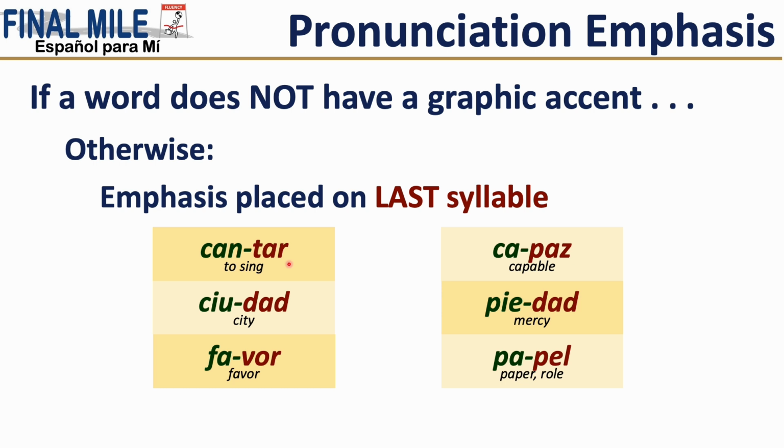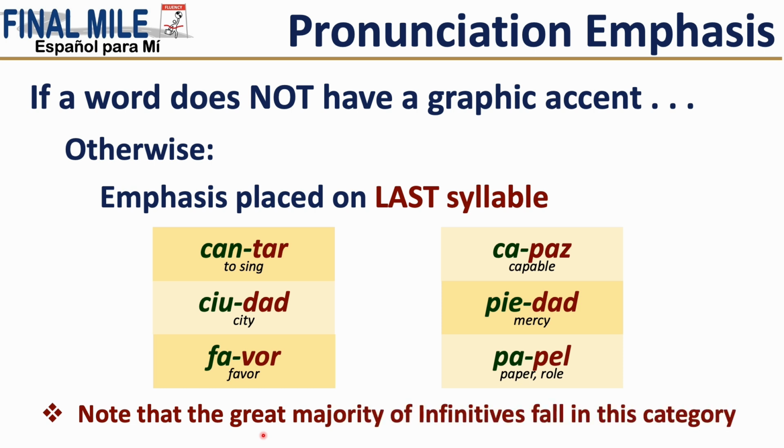Cantar. Okay, remember we have to pronounce each vowel. Ciudad. That has emphasis. Ciudad. Favor. Capaz. Remember the Z sounds like an S. We have to pronounce each vowel. So this does not sound like pie. Okay? Have to smile here. Piedad. Piedad. Papel. So in the rest of this lesson, we are going to get very good at doing this.